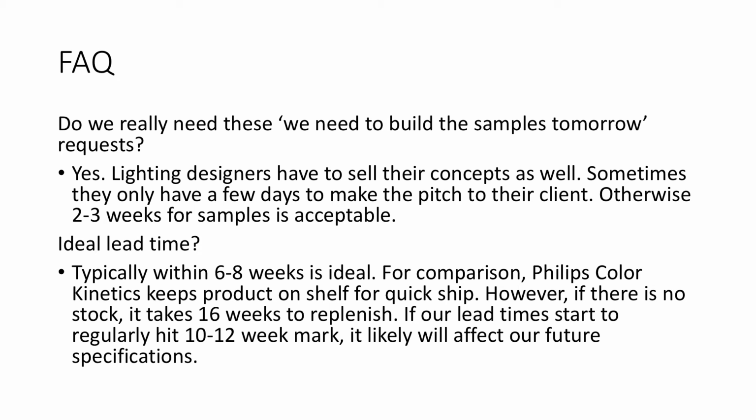But if our lead times start to regularly hit the 10 to 12 week mark, then it becomes hard for our entire sales chain, from us account managers to our lighting reps, to continuously push out GVA. If our products keep shipping in 10 to 12 weeks, it becomes very comparable to the 16 weeks that Philips can provide. Then oftentimes you'll find Philips or even Lumenpulse, in some cases, are cheaper than GVA fixtures, at least that's what's happening right now in terms of cost. So as long as we can typically stay within 6 to 8 weeks, then everything is good.